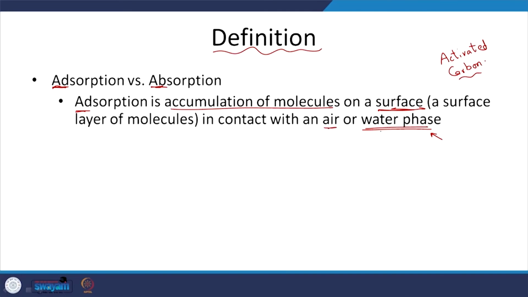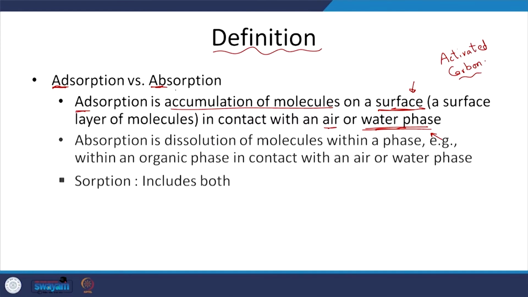So, that part of the activated carbon that is in contact with the water is the surface, and my particular molecules of interest are going to accumulate on the surface. Why? We will look at that later, but the principle is that they are accumulating on the surface. The other one is absorption.